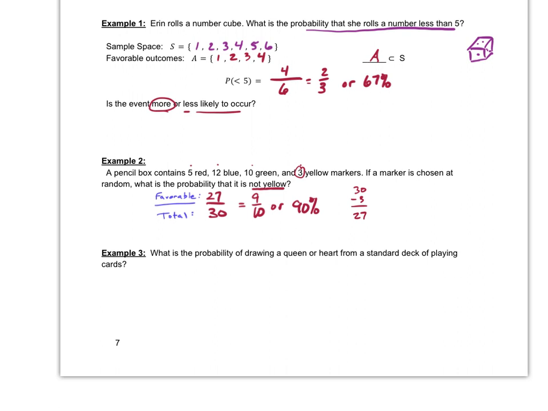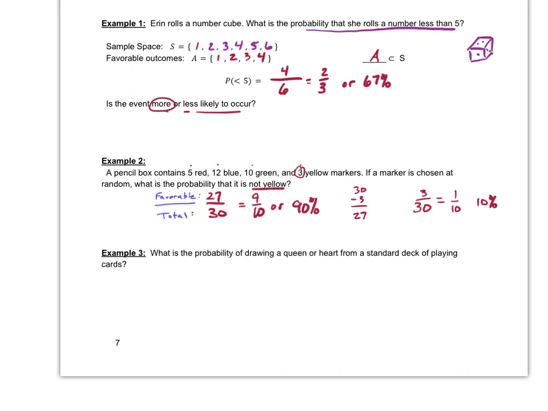Conversely, if it was yellow, let's see, favorable, I have 3 markers that are yellow out of 30, which is going to be 1/10 or 10%. 10% chance that it would have been yellow, or 90% chance that it was not yellow. And if you'll notice, and we're going to talk about it here in a minute, my chances and my not chances totaled up to be 1. And that's where we talk about that complement.